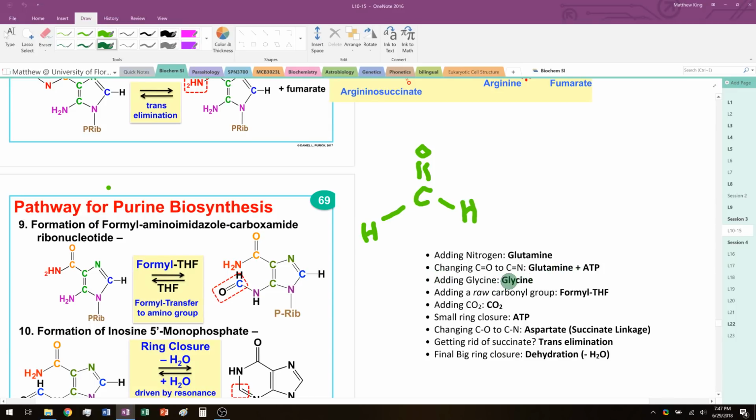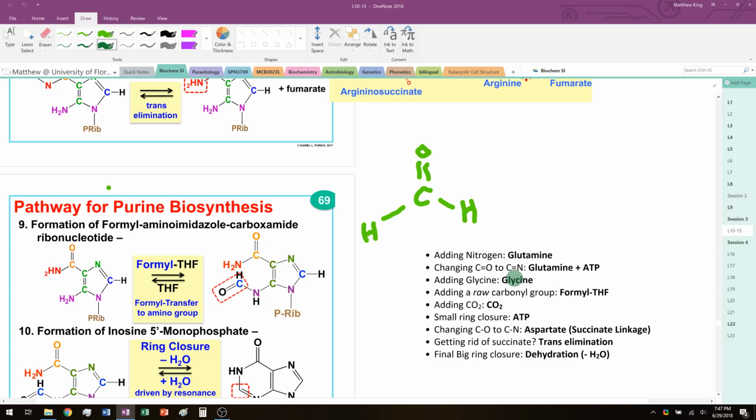When we added glycine as one of our steps, you just have to be able to point out that glycine was added because it looks a little bit bigger. You'll see the N terminus, you'll see the C terminus, you'll see the carbon alpha that has 2 hydrogens on it. So when you add what looks like glycine, you just have to be able to pick it out.